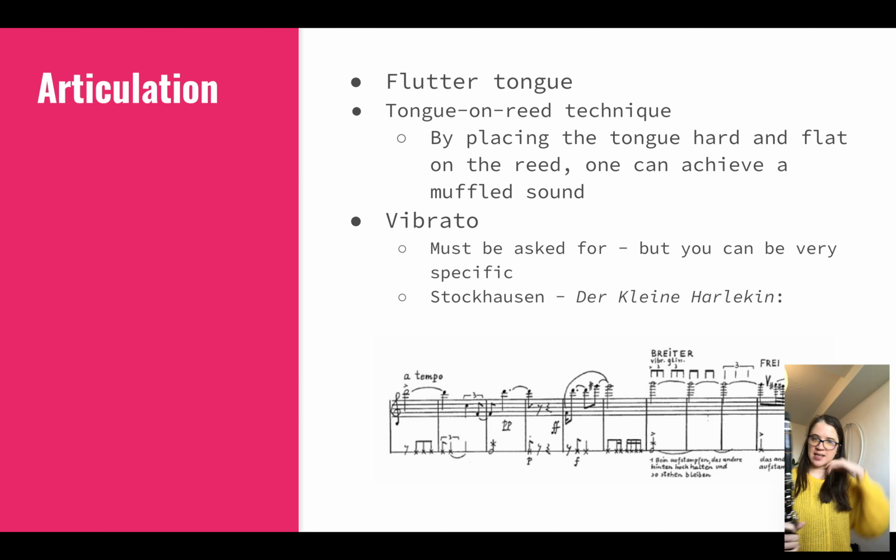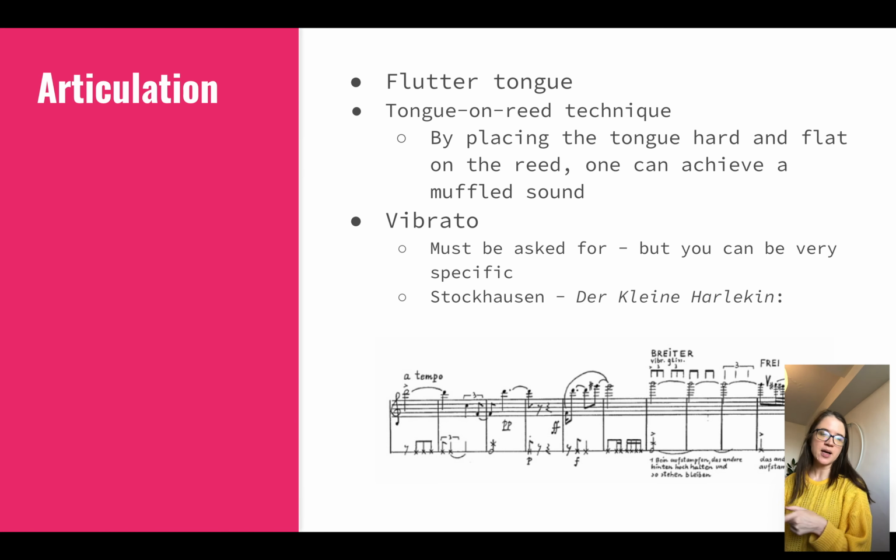Tongue on reed is an old jazzer technique where basically I smush my entire tongue on the reed. So if I play normally, it sounds like this. Again, this works better in lower registers, but I like the sound. It's got that sort of 1940s saxophone sound.